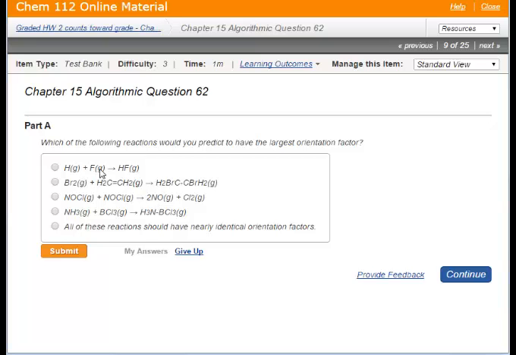So our atoms are going to be our best choice to have the largest orientation factor. It's going to be 1. It doesn't matter what the angle or orientation is of approach.